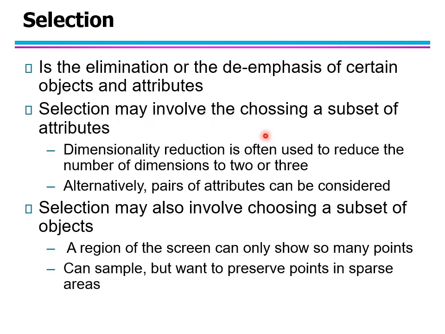Selection may involve choosing a subset of attributes, such as dimensionality reduction, which is often used to reduce the number of dimensions to 2 or 3 while still keeping as much information as possible. Selection may also involve choosing a subset of objects, like regions of the screen that can only show so many points, and sampling while trying to preserve points in sparse areas.